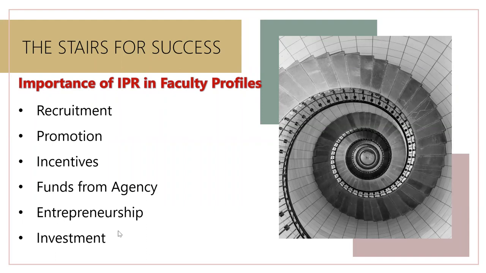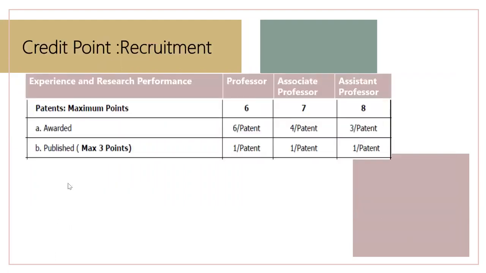If I talk about recruitment, you know there is a credit point policy. For patents, you see some points are assigned per patent, so based on the number of patents, you will get the points. Similarly, if you have a research publication, points are assigned, in a journal or UGC-listed one. So that is why patents and publications are very much important.